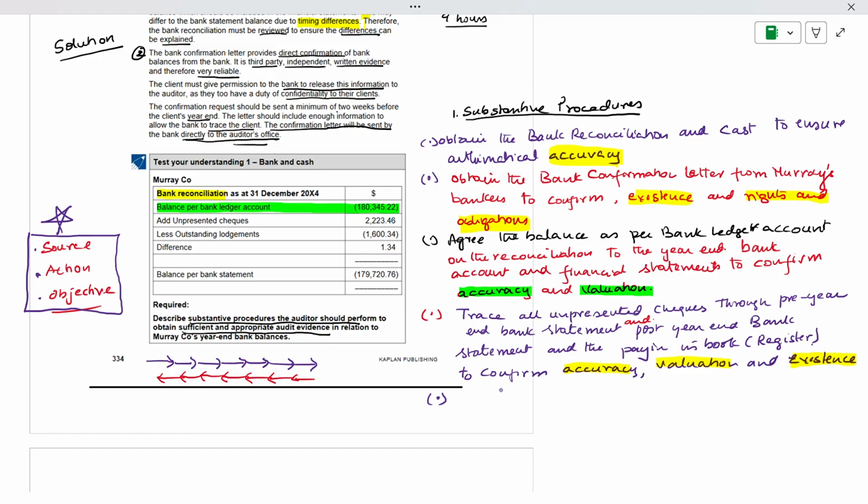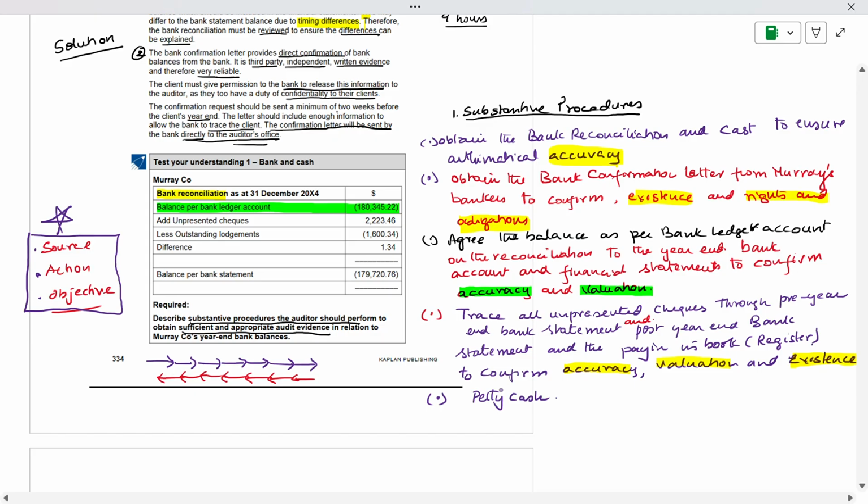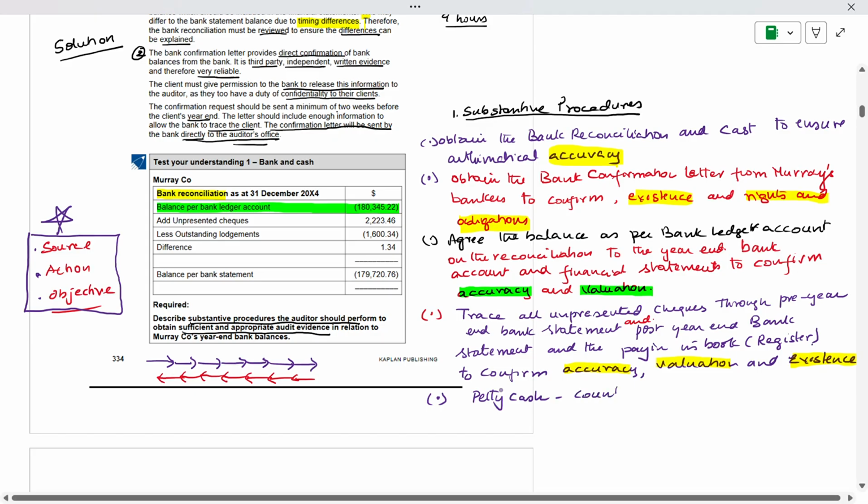Whenever you are talking about the bank and cash, in every company there will be a petty cash. Easy points. Now what you have to do: count the petty cash. The auditor will do this, trust me.